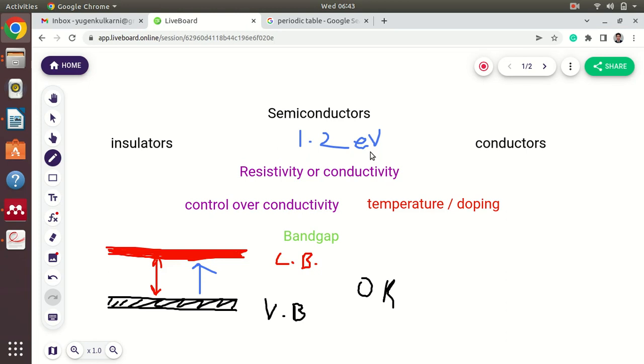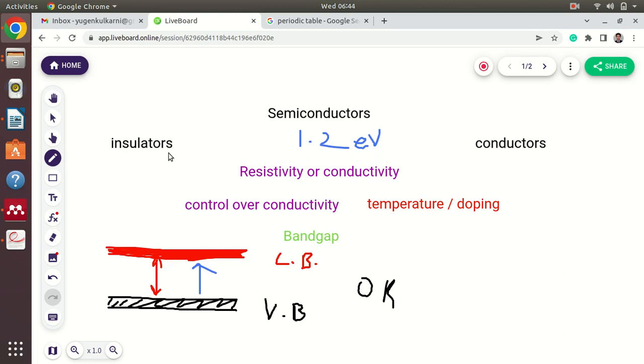So within this range, if the material has a band gap between 0 and 1.2, or any band gap within this limit, less than 1.2 electron volt, then the material is said to be a semiconductor. Now here we don't need to specify a particular temperature, because band gap is calculated only at 0 Kelvin. So temperature is fixed.